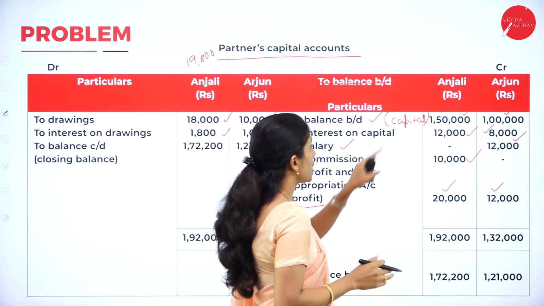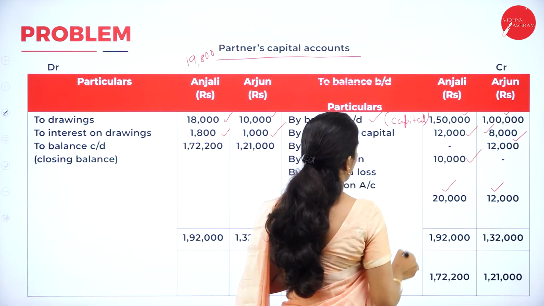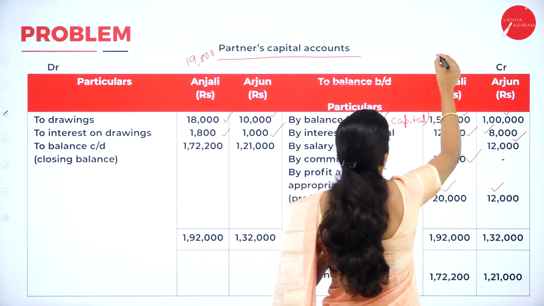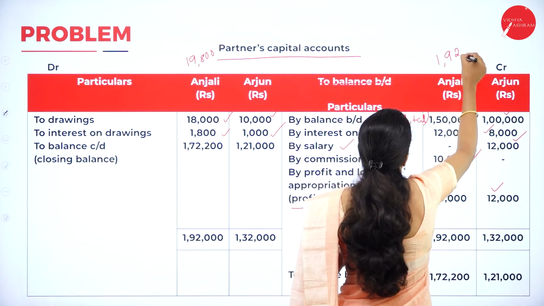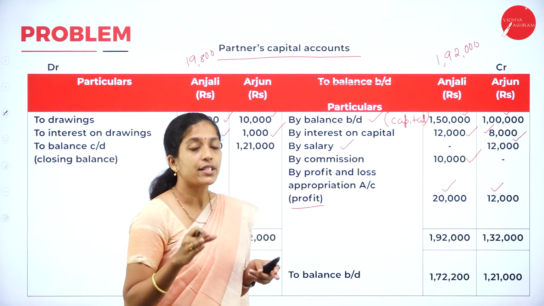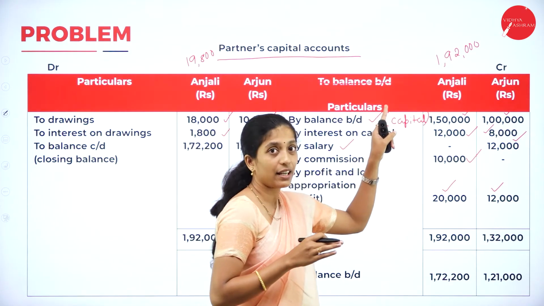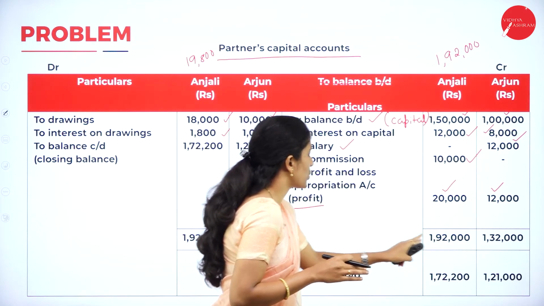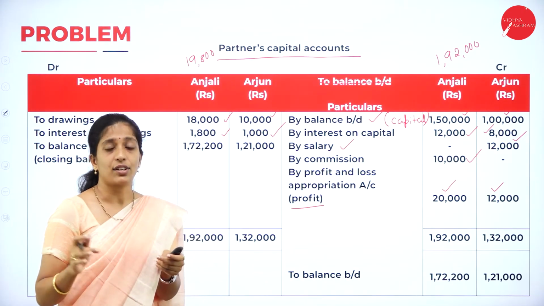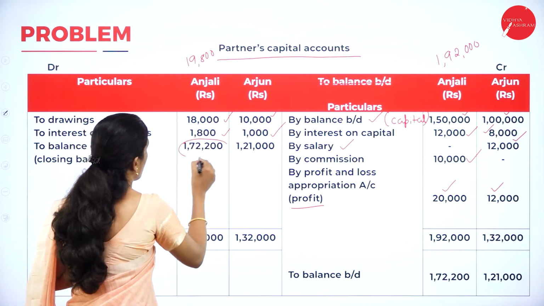Now come to the credit side. How much? Anjali, 1,50,000 plus 12,000 plus 10,000 plus 20,000 will get 1,92,000. So 1,92,000. Now our credit side is more than debit side. So what you have to do? Write the greater amount, it is 1,92,000 in both the side minus 19,800 will get the balancing figure. So balancing figure is how much?